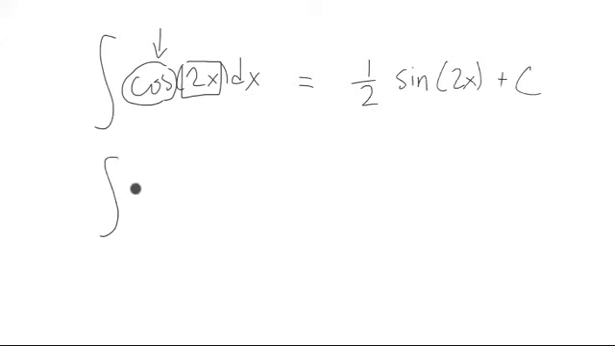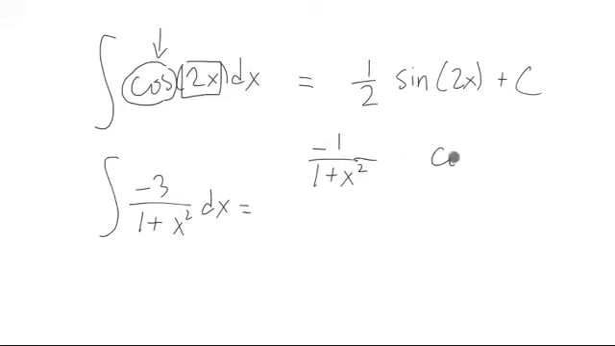Here's another example. What if we had something like negative 3 over 1 plus x squared dx? There's a couple different ways of doing this, but we could imagine having this, which, if we're familiar with the derivative rules, is actually the result of taking the derivative of the inverse cotangent of x. Of course, then we have 3 multiplied onto it. So we could say this is 3 times the inverse cotangent of x plus c.